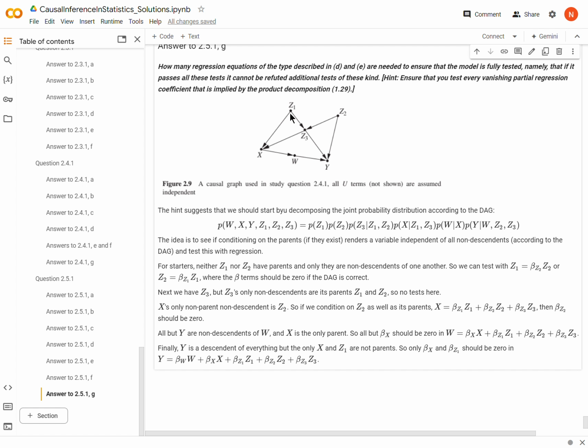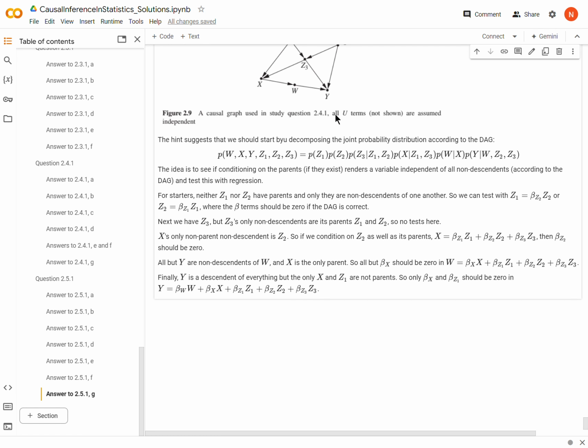And so we want to see, if we regress Z1 on Z2, whether we find dependence between the two. If there is, then our DAG is incorrect. So we could just run one regression. We can pick either Z1 regressed on Z2 or Z2 regressed on Z1.